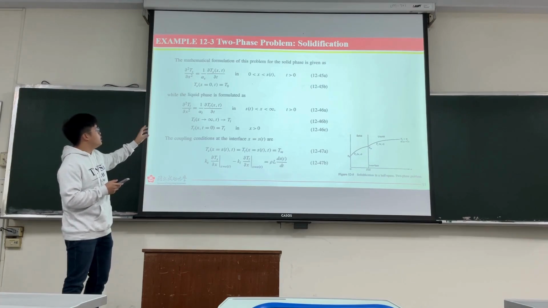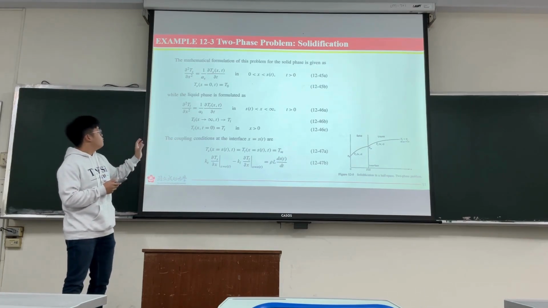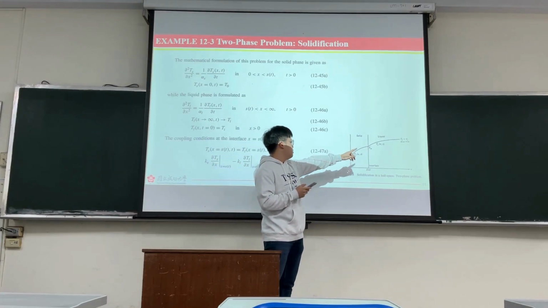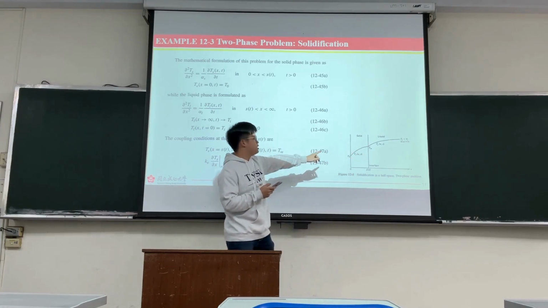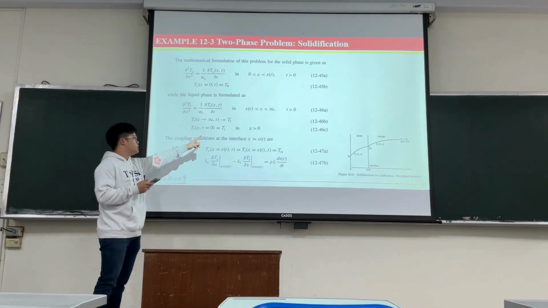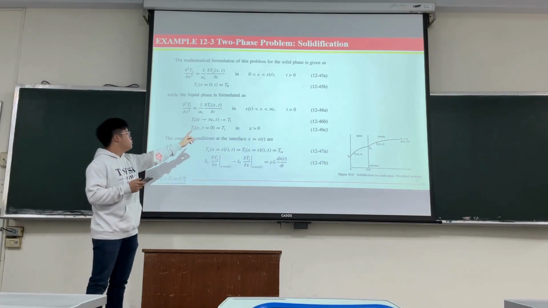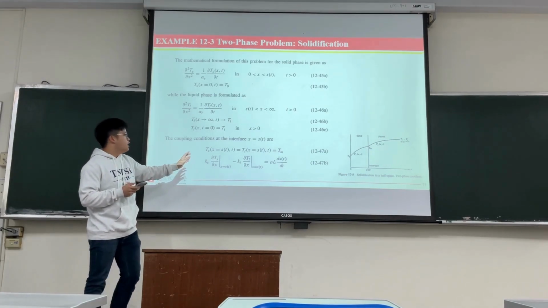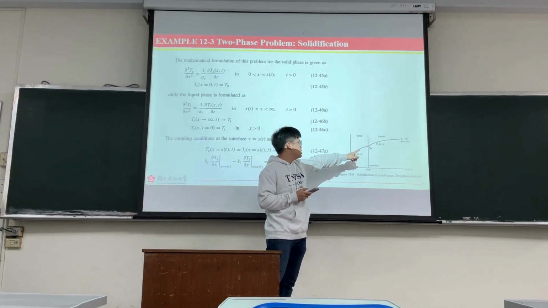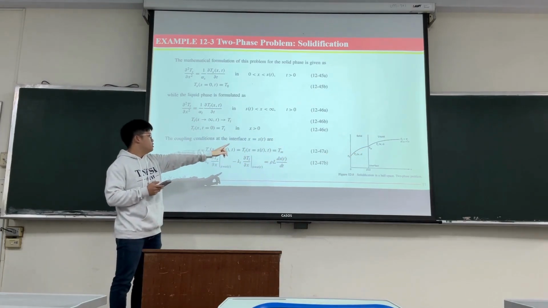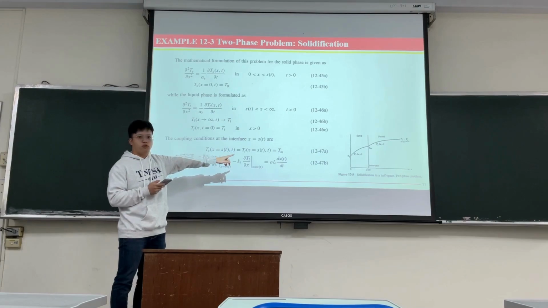And we have to notice the initial temperature of the liquid phase. Because we see the diagram, maybe we will write Tn as the initial temperature for the liquid phase, but we have to read the question, and the question says the initial temperature is Ti. After we write these two equations, we have to write the coupling conditions because we are at the same point in the solid phase and liquid phase. So we can use the diagram to write equation 12-47.